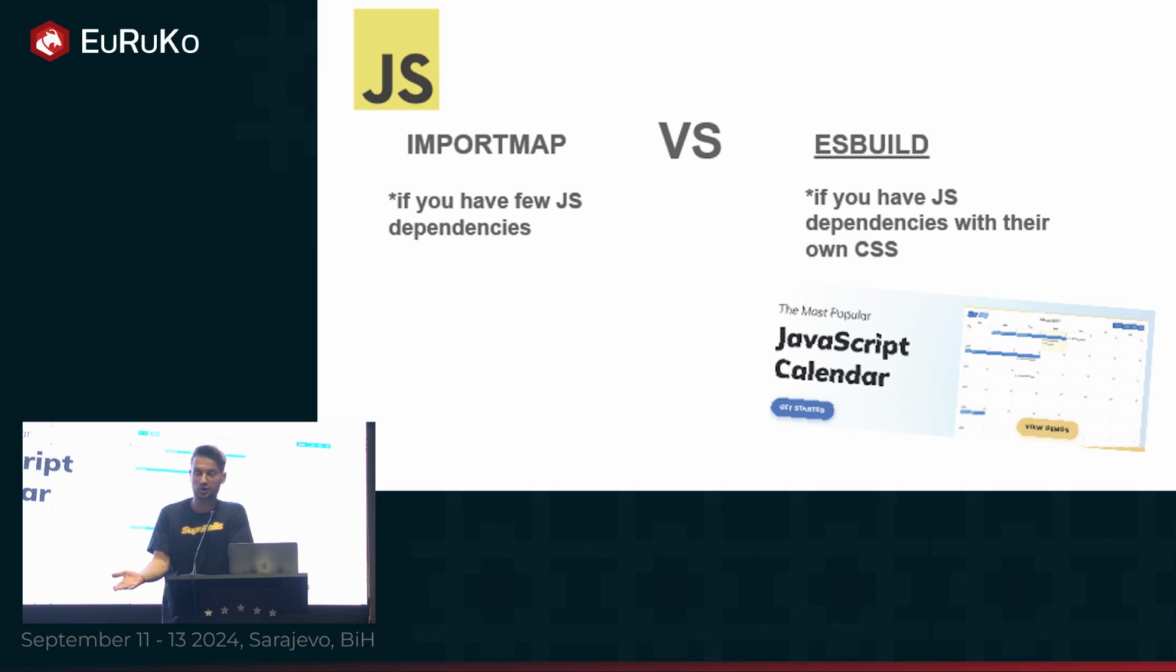As for JavaScript, there are, I would say, two main options. It's import maps or esbuild. Import maps is the default, and I would usually go with import maps if I don't need to import a lot of external JavaScript packages, if I don't need to import JavaScript packages that also have their own CSS. But if you go with esbuild, you will definitely not regret it. And esbuild is perfect if you import heavy JavaScript packages that have a lot of their own CSS. For example, JavaScript calendars.